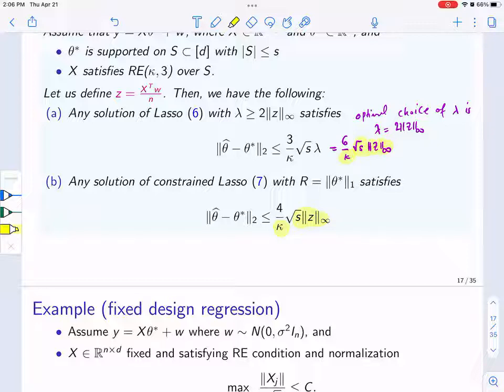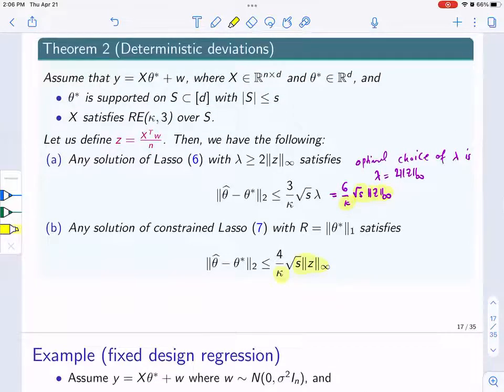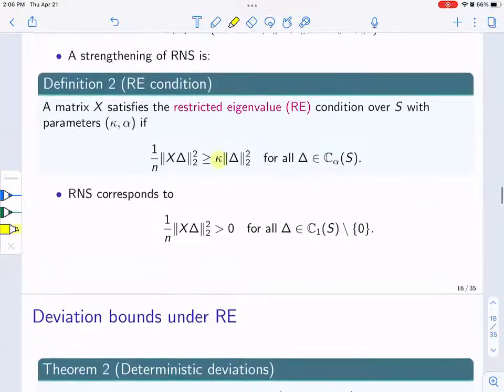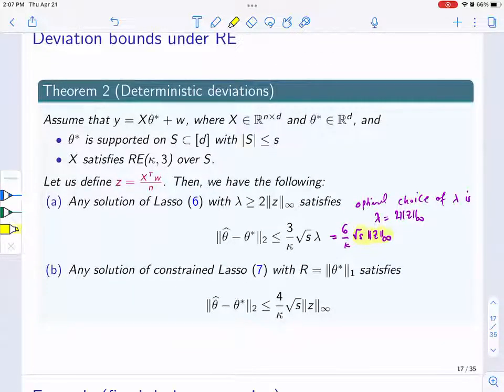Does this make sense? Questions about the setup? So kappa is what appears in the RE condition. If you go back, there's this lower bound here, so that controls this. Generally, kappa would be a constant for us. It's like 3. So this is a constant. The actual part is this part or this part. Sounds good?